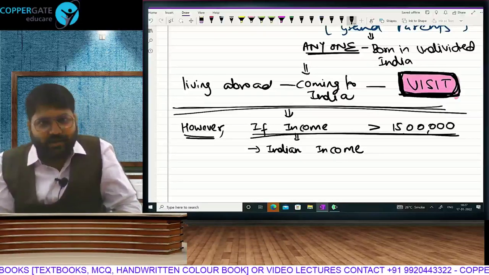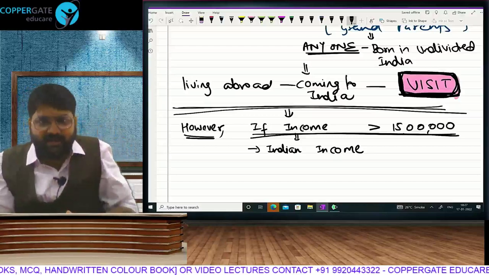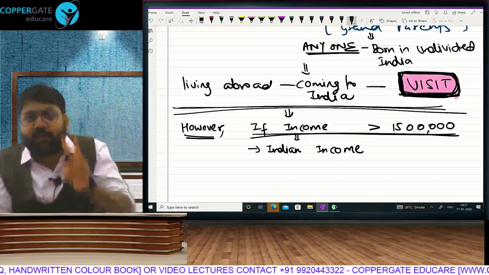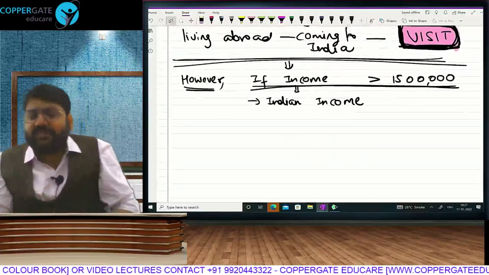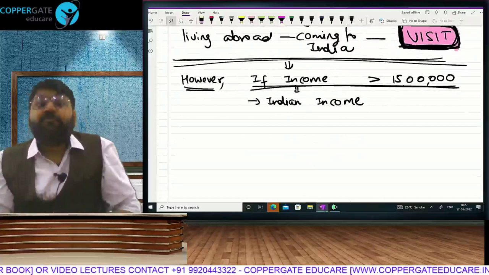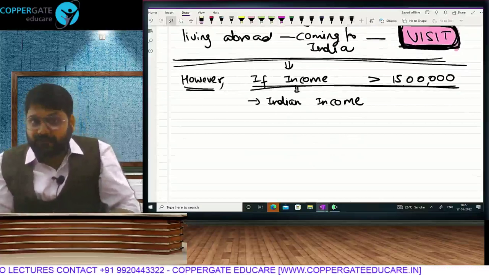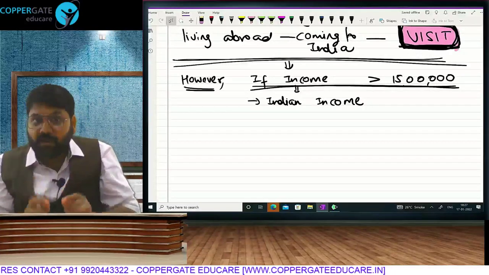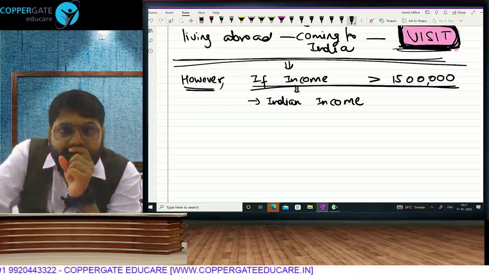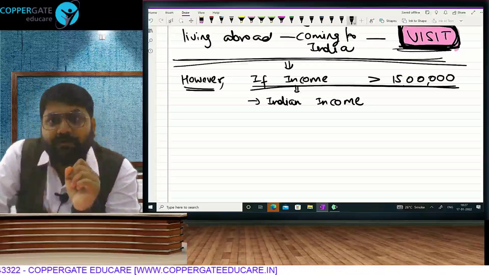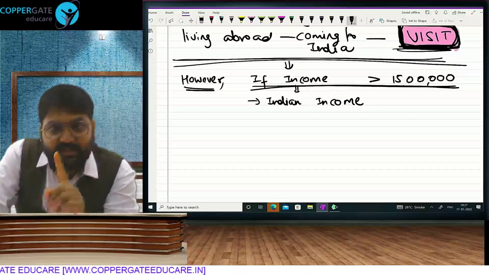Only 182 is applicable. First is a citizen going outside for earning; in that, crew members of a ship are excluded. Second is a citizen or PIO coming for a visit. But in that case, if your Indian income exceeds rupees 15 lakh, the condition applies. You must be thinking, sir, he has come to India for what purpose? Visit, not for earning income.